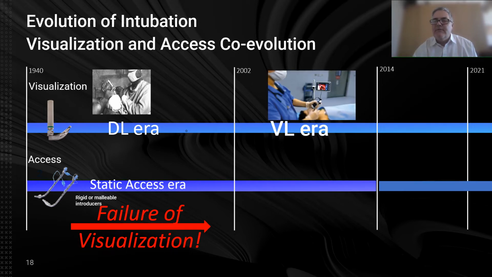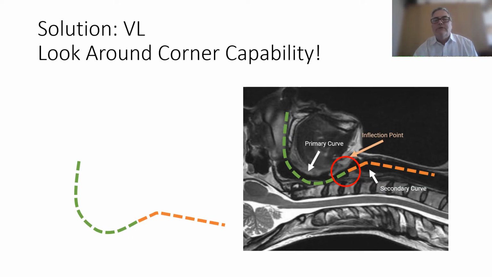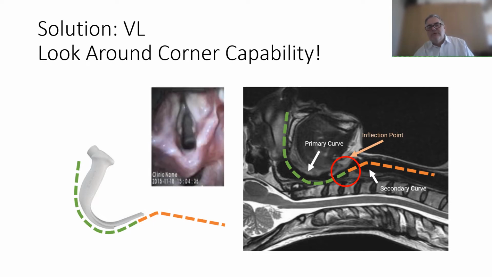That began the VL era in 2002. Okay, how does the video laryngoscope work? Here are our curves. The video laryngoscope is shaped the same as that primary curve. We look around that primary curve up to the glottis. We really can't see the secondary curve, so we're largely unaware of it. But that look-around-the-corner capability has produced excellent visualization of the glottis, and it's very easy to learn.